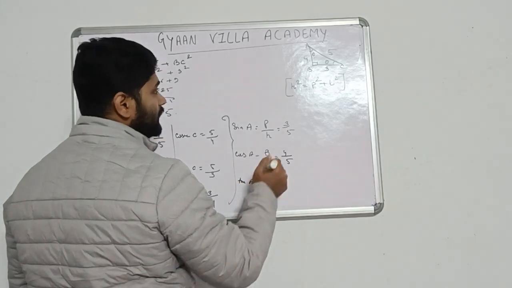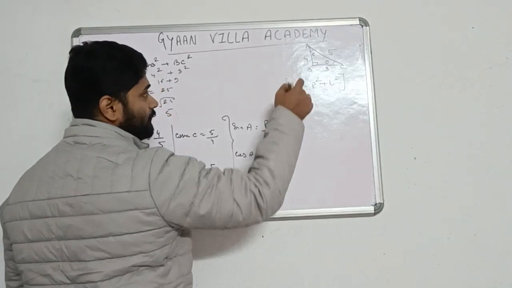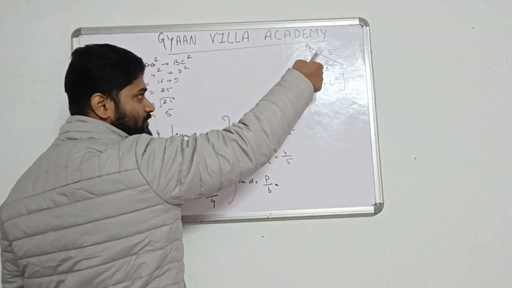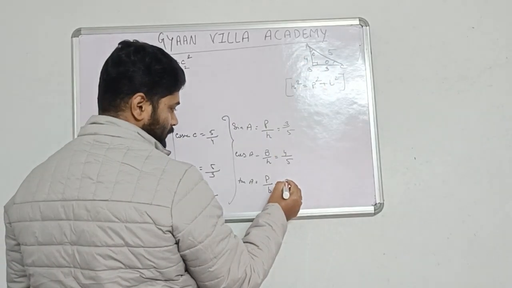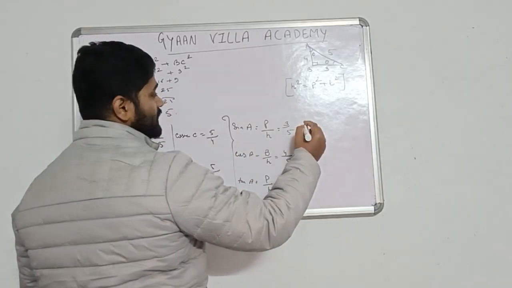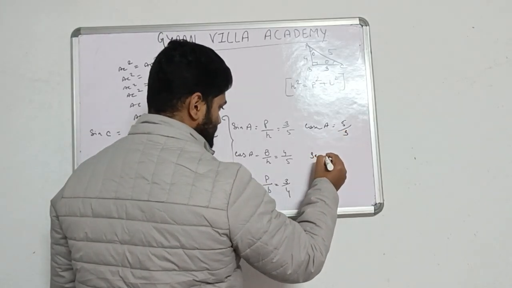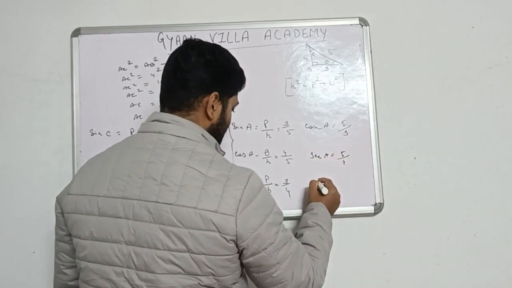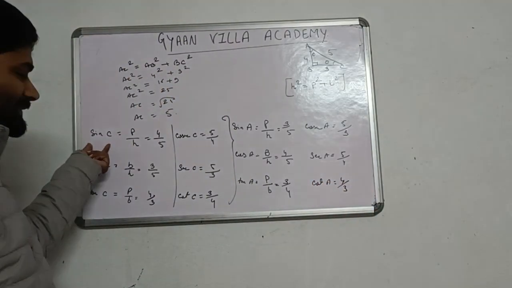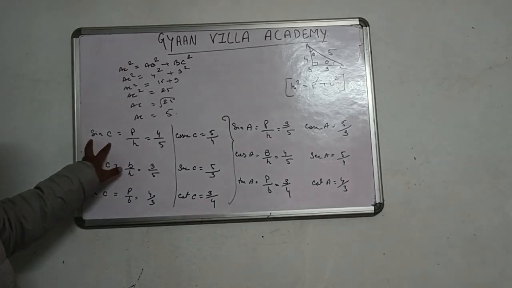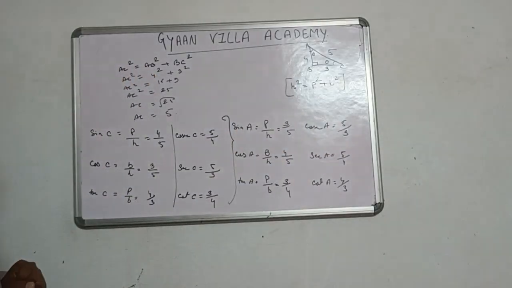And what will be the tan? Tan is perpendicular over base. See, from here you are observing, so this will be the perpendicular, the opposite side of the angle is the perpendicular, so perpendicular and base, that is 3 by 4. Again the reciprocal of this, so cosec A will be 5 by 3, sec A will be 5 by 4, and cot A will be 4 by 3. So you got the difference. See, if you are observing from C, you got the value of sin as 4 by 5, whereas if you are observing from A, you will get the value as 3 by 5.